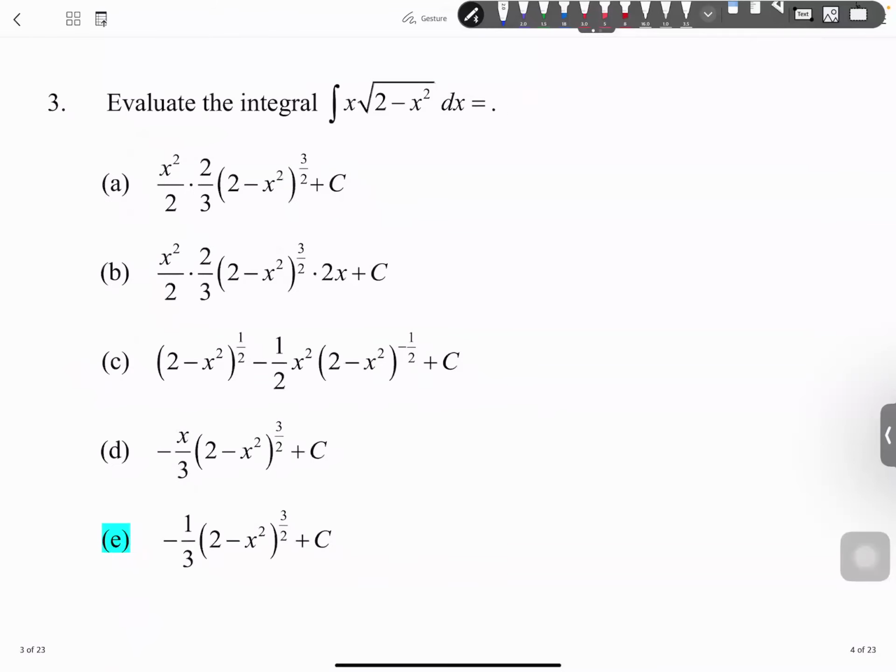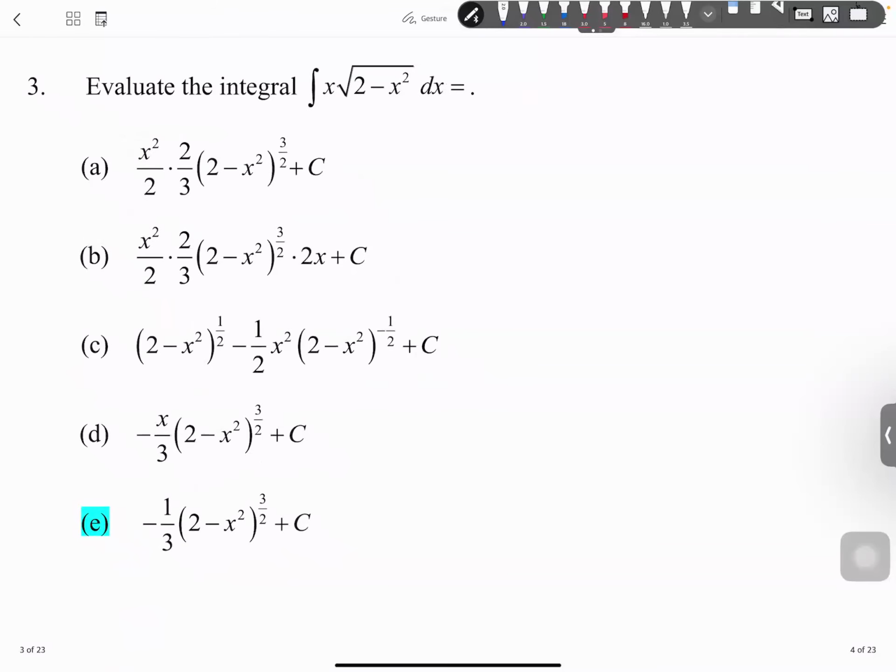All right, problem number 3 wants us to evaluate the integral x times the square root of 2 minus x squared dx. All right, classic u substitution problem here. I'm going to start by letting u be equal to 2 minus x squared. That's a terrible minus. Let's fix that. 2 minus x squared. So that makes du equal to minus 2x dx.